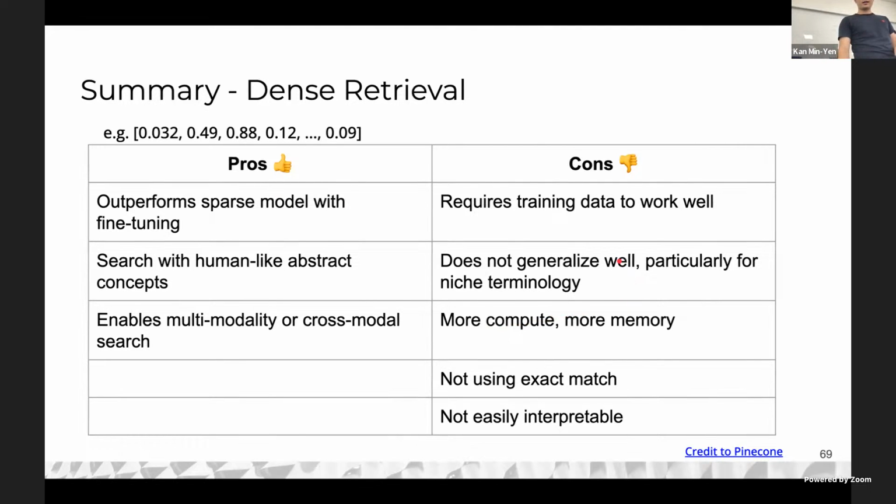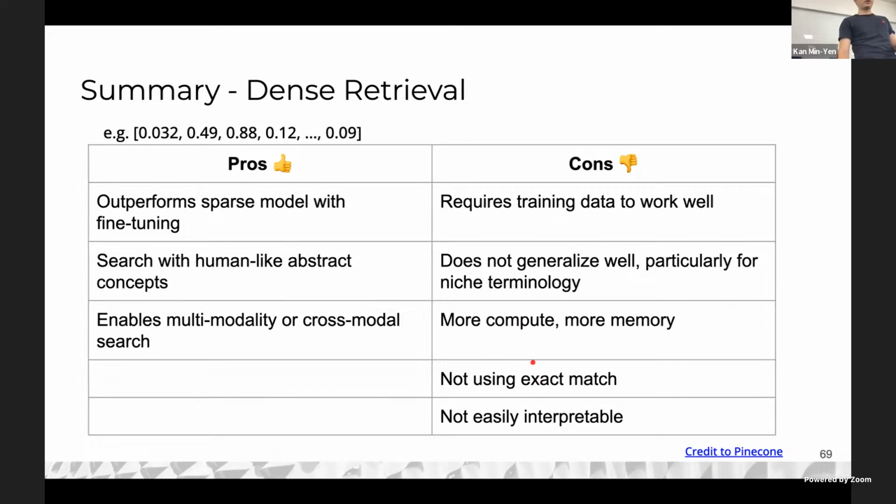On the other hand, the cons are that it requires training data to work well, like the previous DPR figure. More training data gives it better performance. And it does not always generalize very well, particularly for very niche terminology. This is like what we saw earlier about COVID. If in your training data the word COVID appears very few times, then it just doesn't generalize to this kind of terminology set.